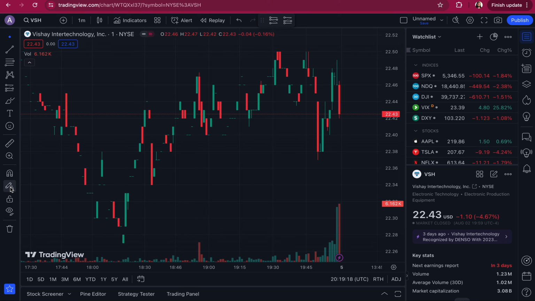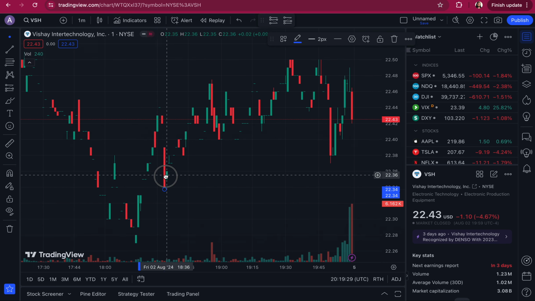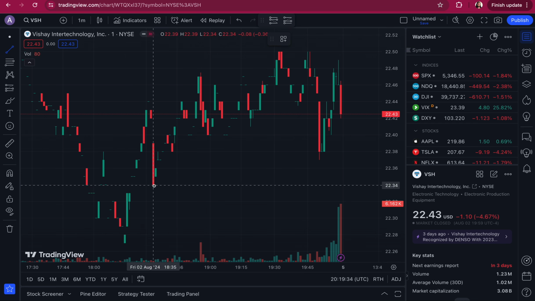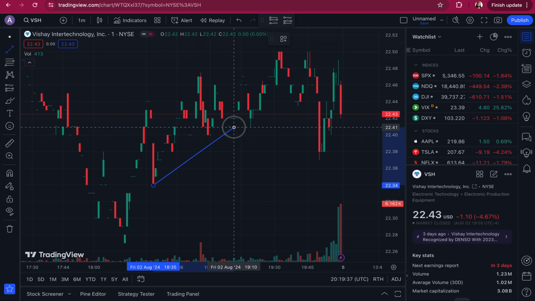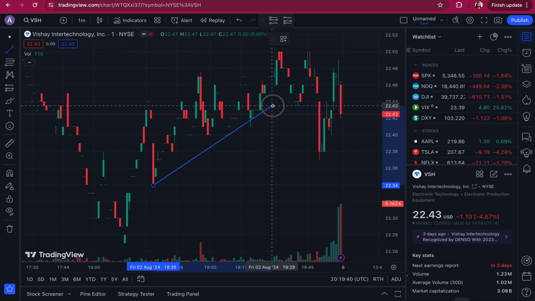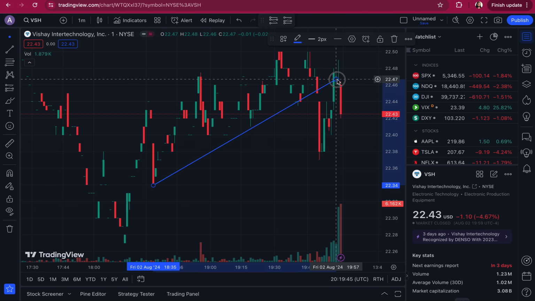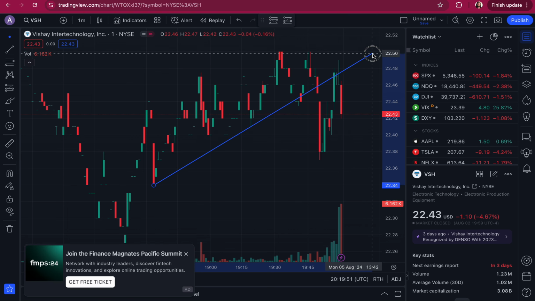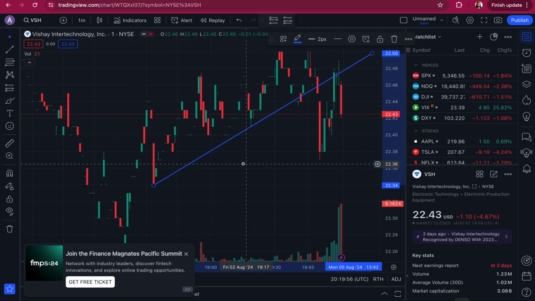if you draw a trend line touching all the lowest points possible. You draw a line touching all the lowest points possible.